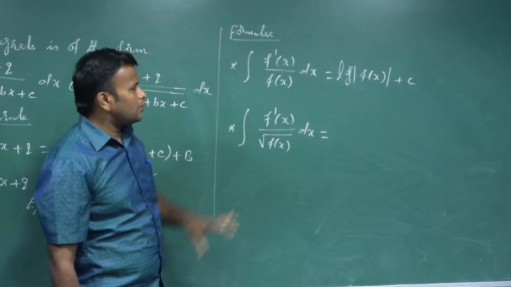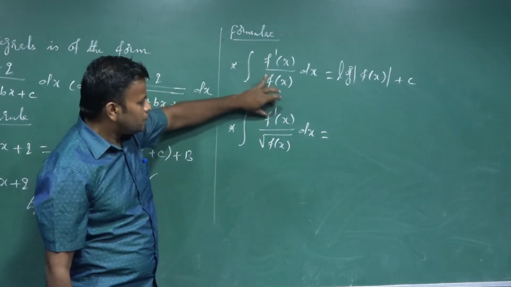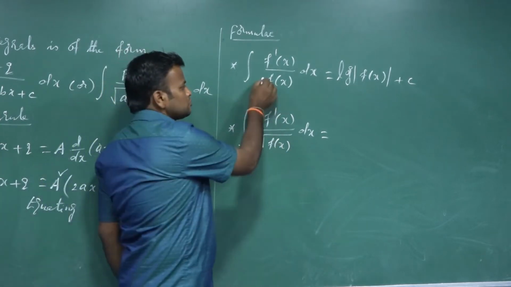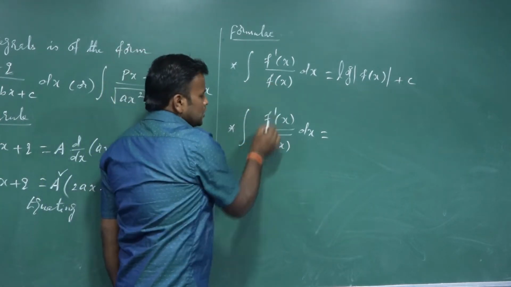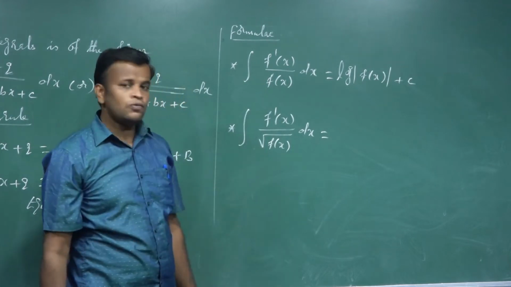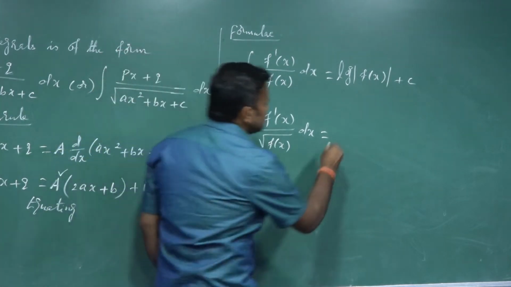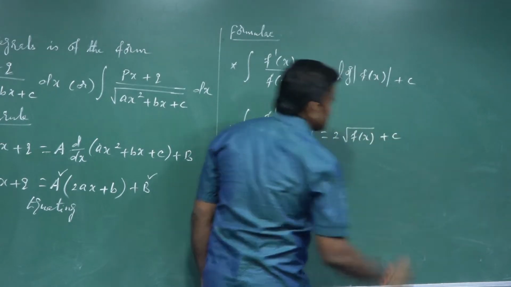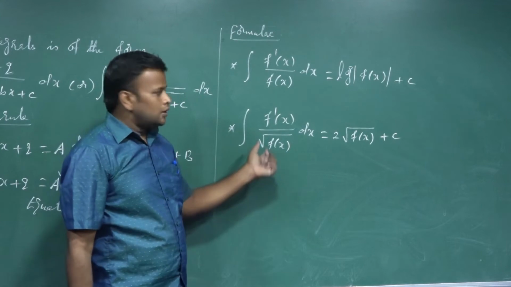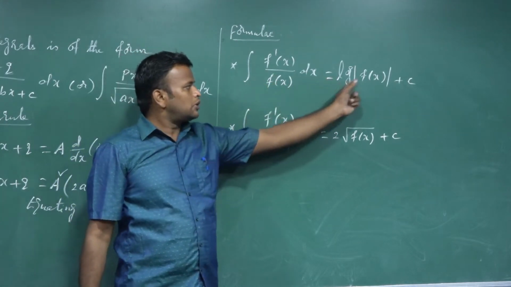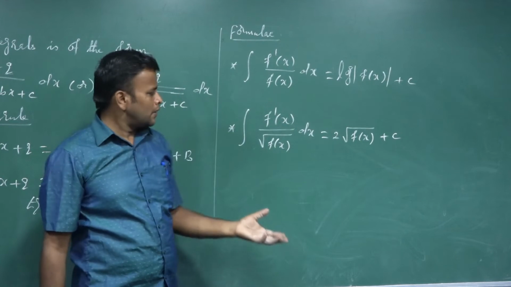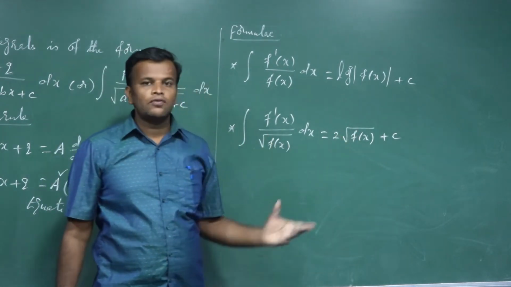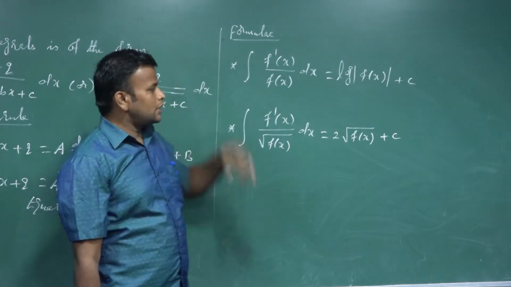Now we introduce one more formula. Numerator is f dash of x, but the denominator is the square root of f of x. You see the difference between these two formulas: one is f of x, and this one is the square root of f of x, whose formula is 2 into root f of x plus c. It's a new formula. Just f of x is there, whose formula is log of modulus f of x. Suppose root f of x is there, whose formula is 2 into root f of x. Now we see this kind of problems.